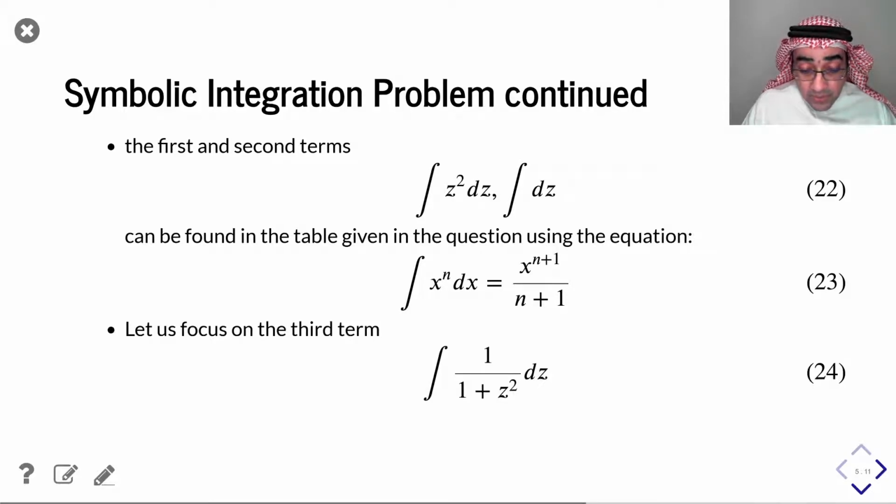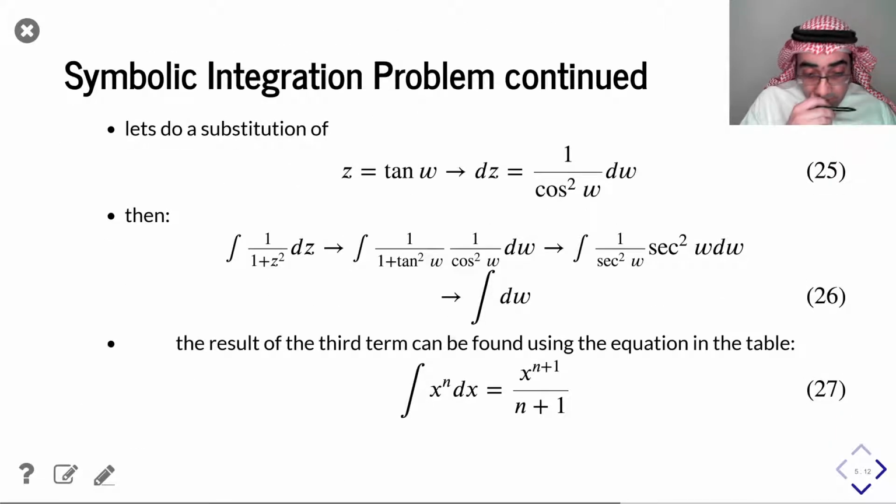What is the heuristic transform that I'm going to do? I'm going to make z equal to tan of w, or tan of omega, and then the dz will become 1 over cosine squared omega d omega. And then the equation that I have is 1 over 1 plus z squared dz. When I substitute this into the equation and do some simplification, I get this result to be the integration of dw.